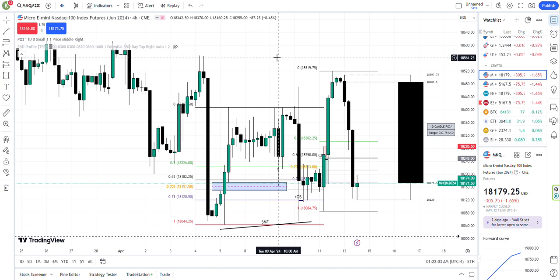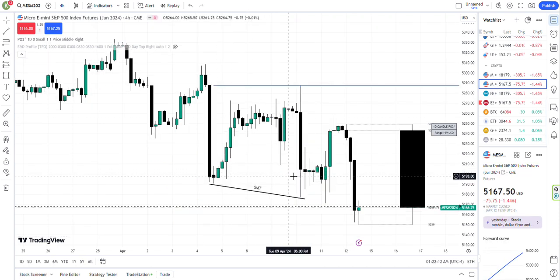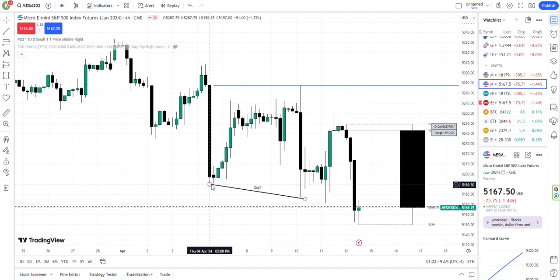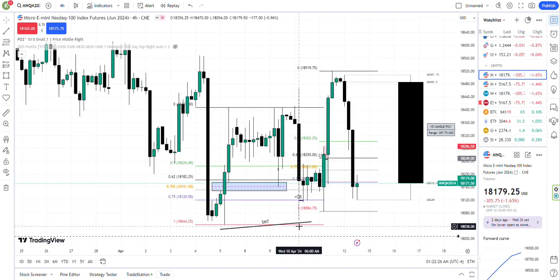So on Wednesday, we had CPI numbers, and we had a sharp move down, and we had an SMT between ES and NQ, where the S&P took out the sell side of the previous week, and we didn't do that on NQ. So I saw this as a kind of Judas swing, and I looked for longs during this day.